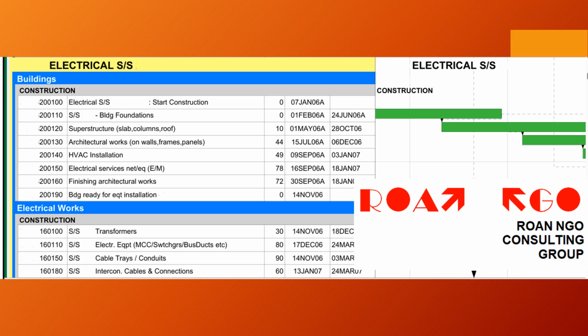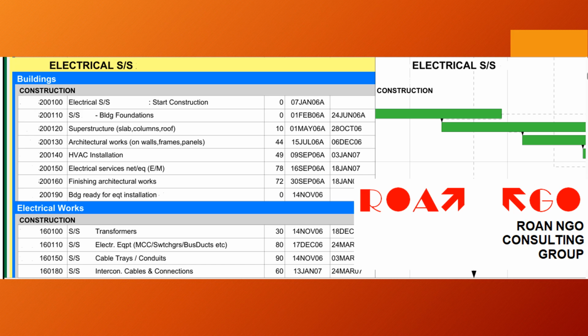Electrical substation, we have static construction, building foundations, superstructure, slab, columns, roof, architectural works, walls, frames, panels, HVAC installation, electrical services, net, finishing architectural works, building ready for equipment installation.